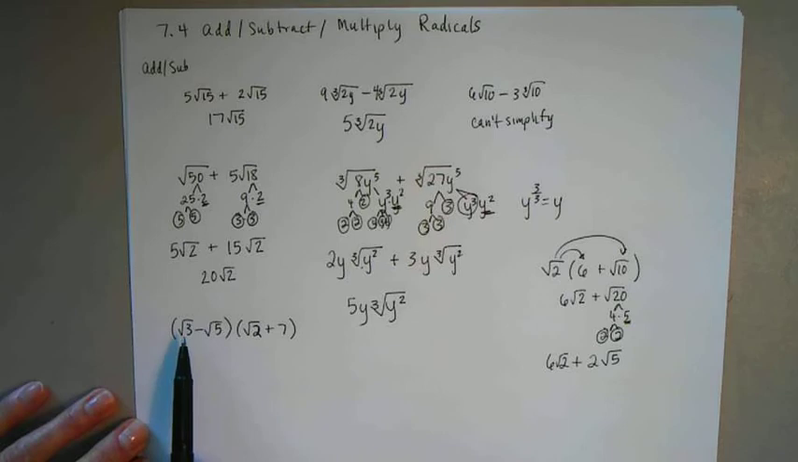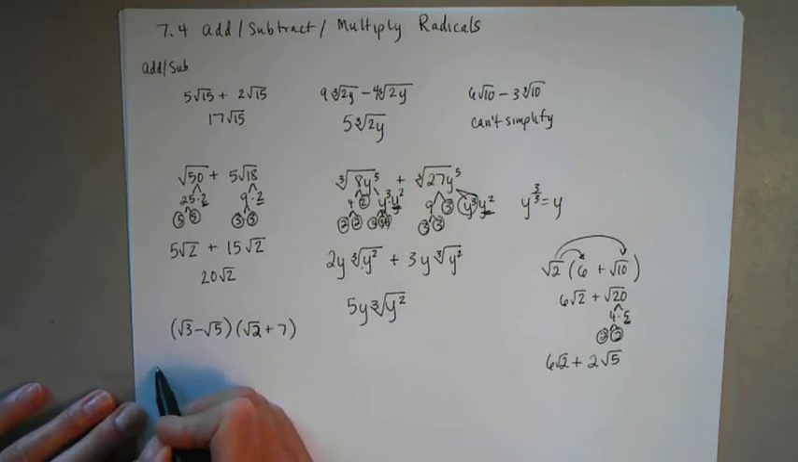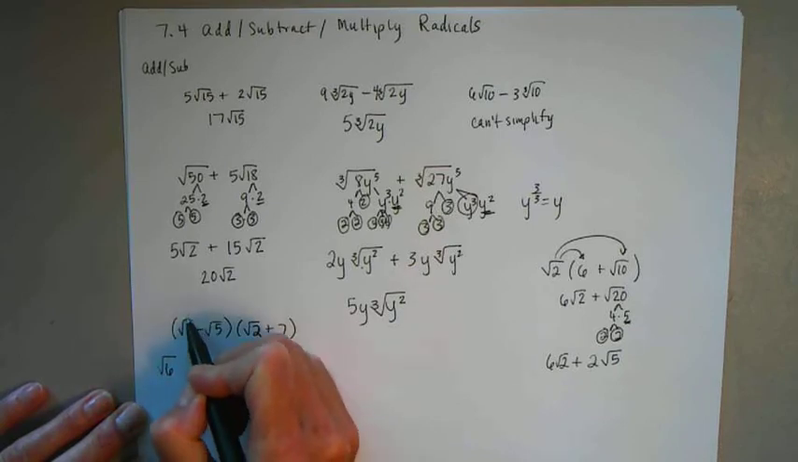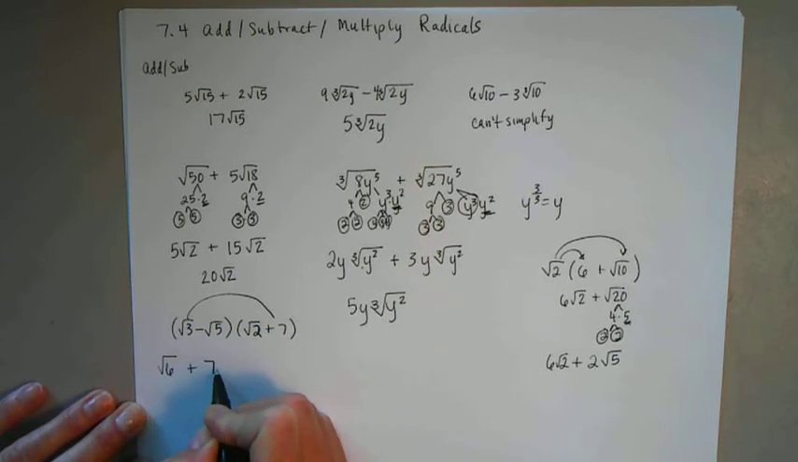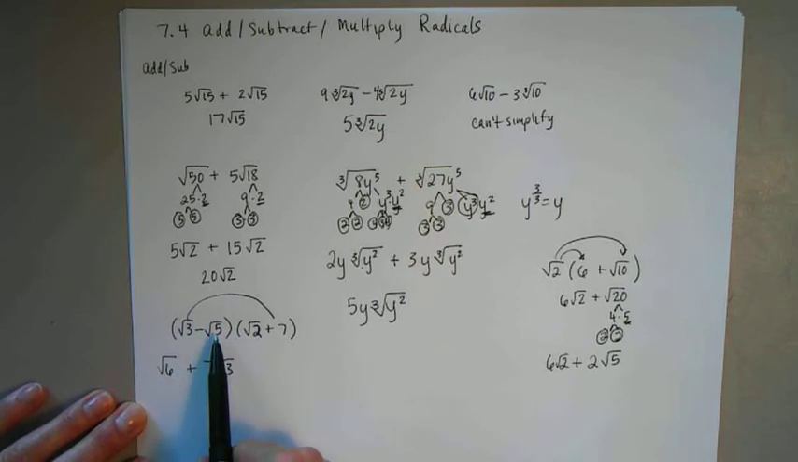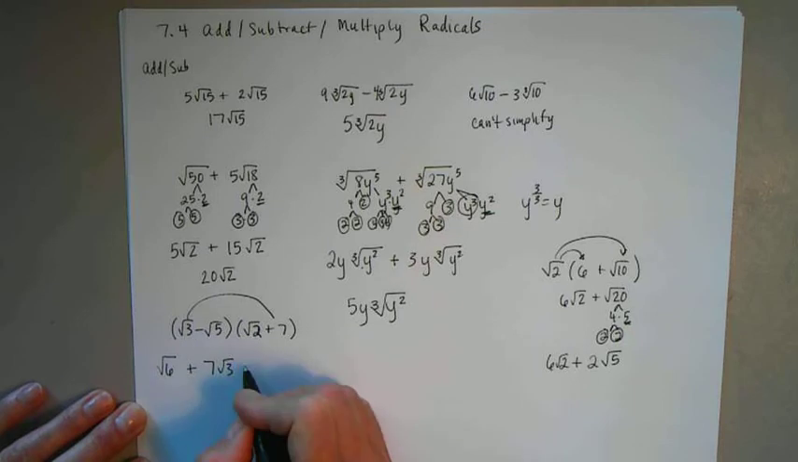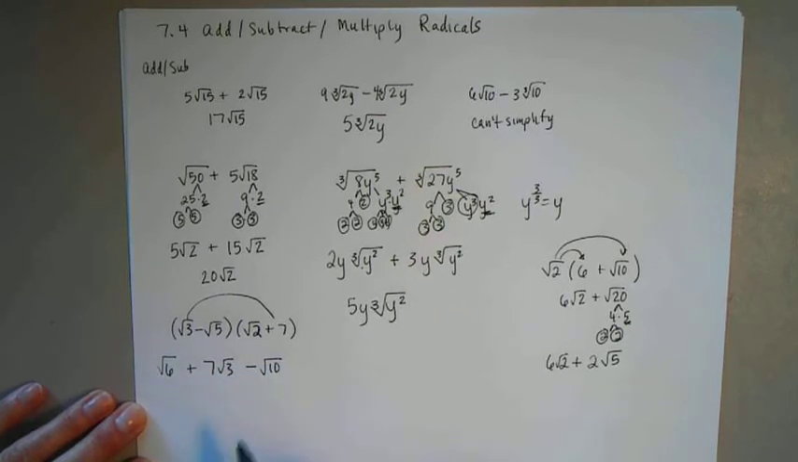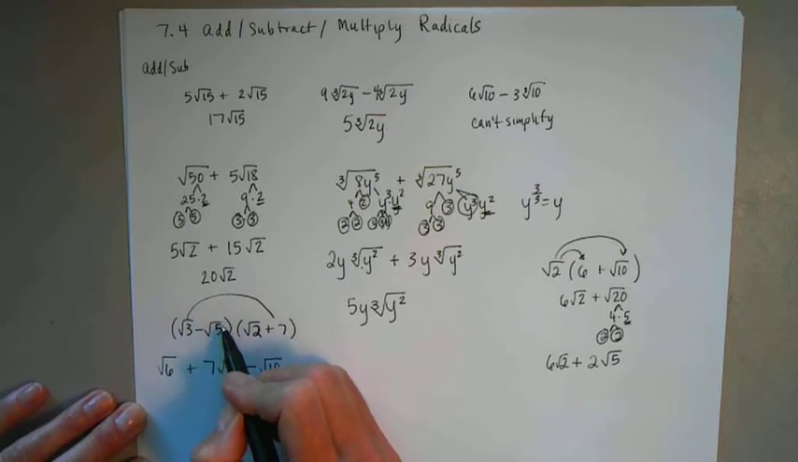So FOIL. First times the first. They're both square roots. So square root 3 times square root 2 is square root 6. One is not, so I just put 7 root 3. This one, they're both in square roots, so I can multiply them. And a negative times a positive is negative. And 5 times 2 is 10. And then last times the last. So we just did that.